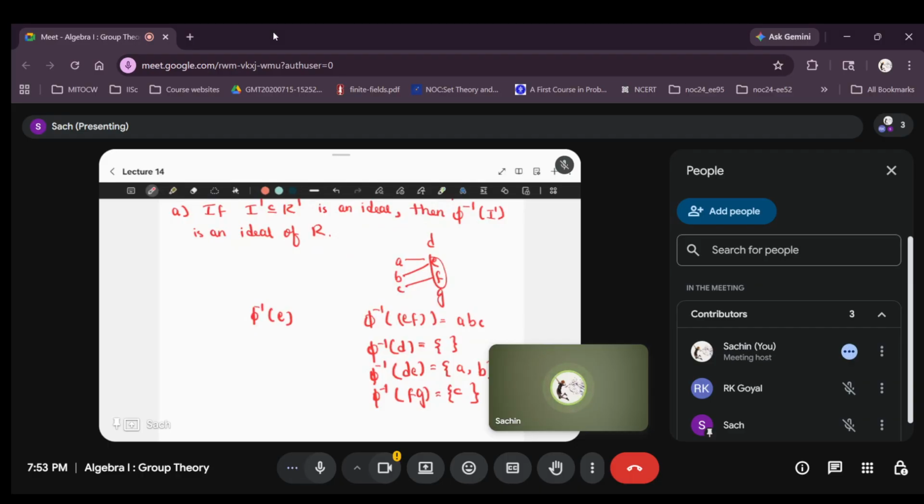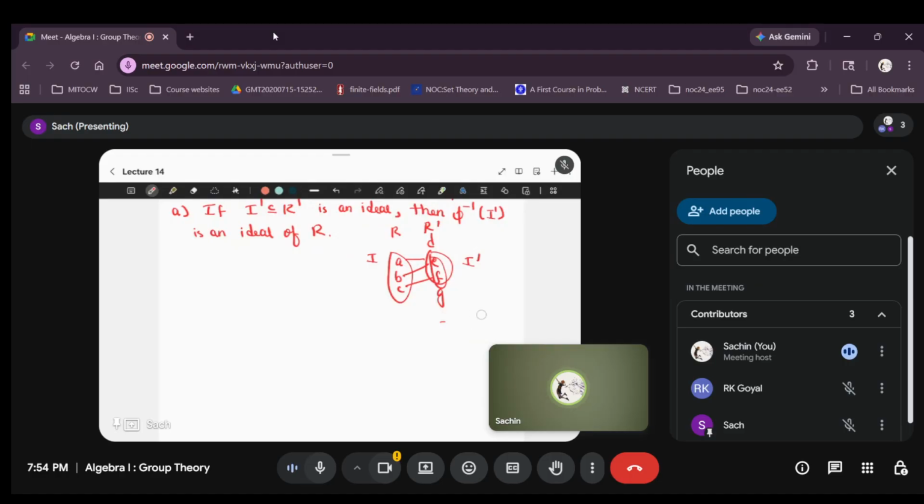So now if this is R prime and this is R, you take a subset here, I prime, which is an ideal of R prime, and here you consider all the elements that are mapping onto I prime, elements in I prime. You call that I. Turns out that I will be an ideal of R. That is what this claim is saying.